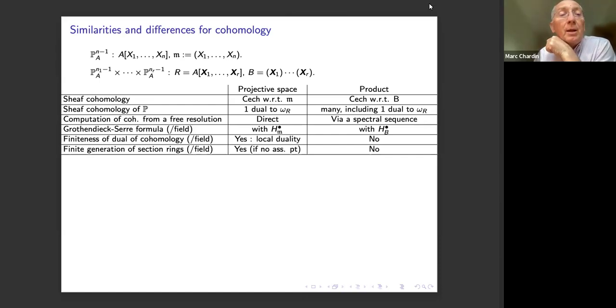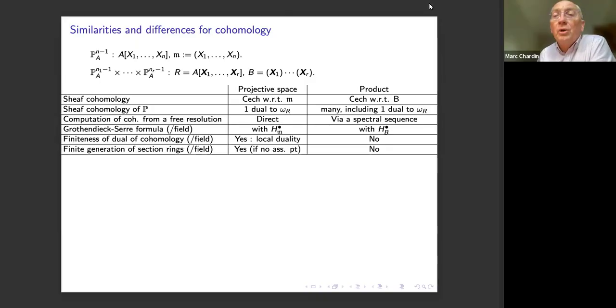It took time to come. Finiteness of the dual of cohomology: if you have a field, this is true of a projective space because the local cohomologies are graded duals of some finitely generated modules. So if you work over a field, the duals are finitely generated, and this helps a lot to compute them and to understand them.